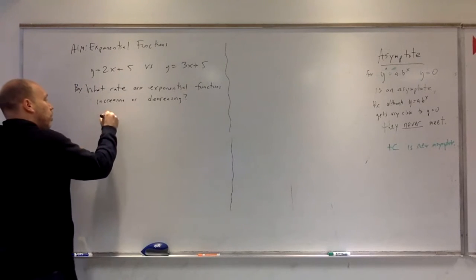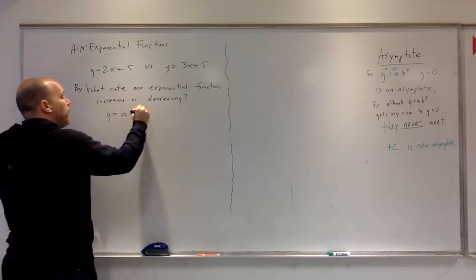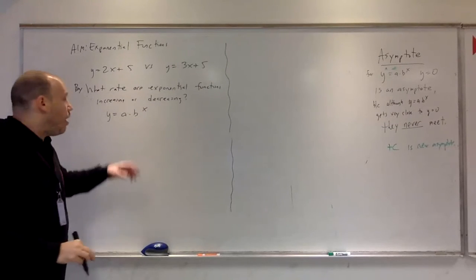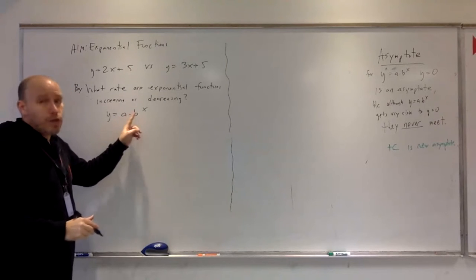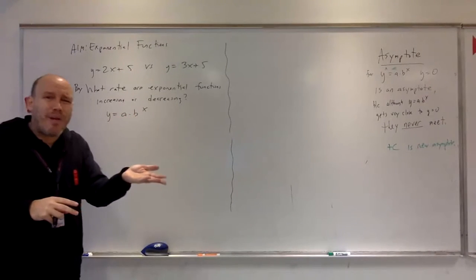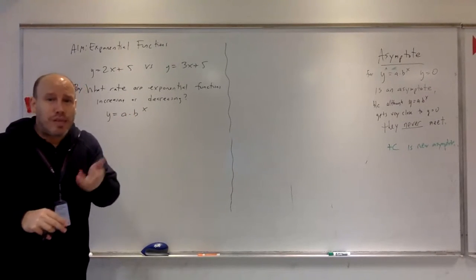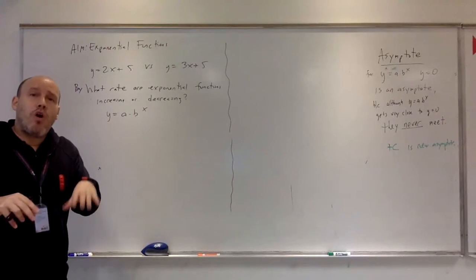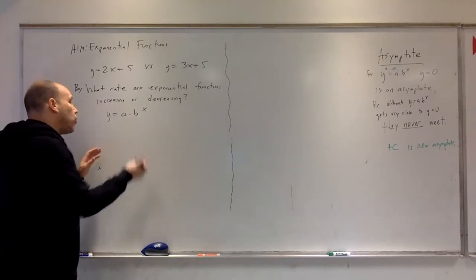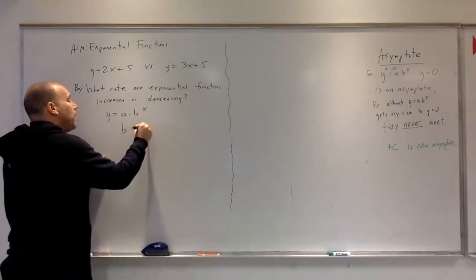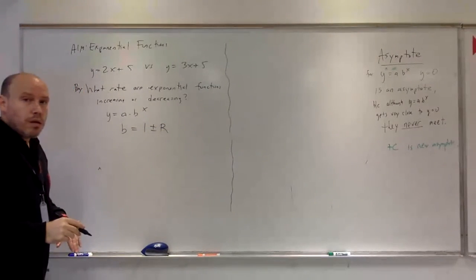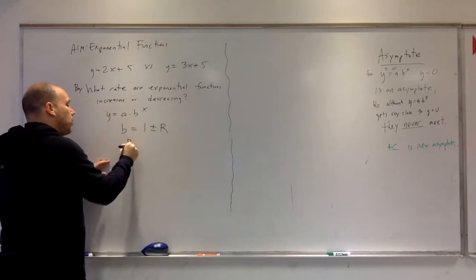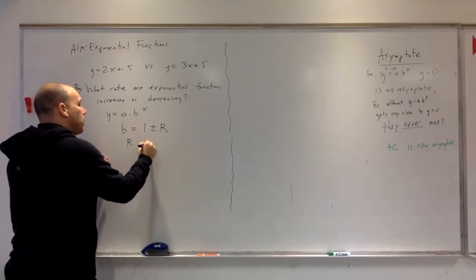Okay, so let's take a look at our function, y equals a times b to the x. Now, the idea is, I know the a is the initial value. I want to know how the b is changing. I know I can just look at that number, whether it's increasing or decreasing, but I want to know by how much. Well, what you're going to do is you're going to take your b and set it equal to 1 plus or minus r, and this r is going to be your rate.